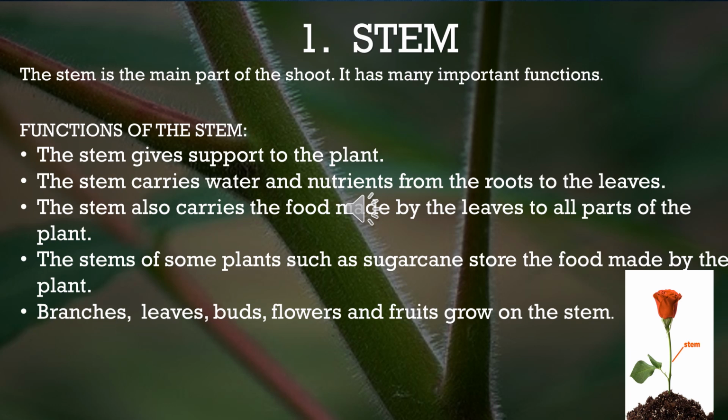What are the functions of the stem? The stem gives support to the plant. The stem carries water and nutrients from the roots to the leaves. The stem also carries the food made by the leaves to all parts of the plant. The stem of some plants such as sugar cane stores the food made by the plant. Branches, leaves, buds, flowers and fruits grow on the stem.